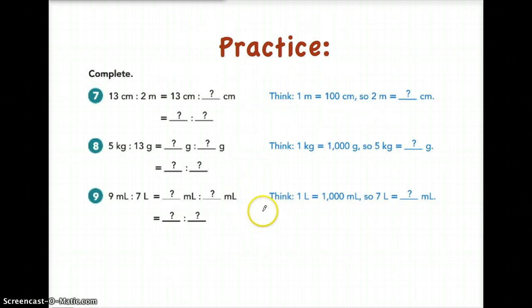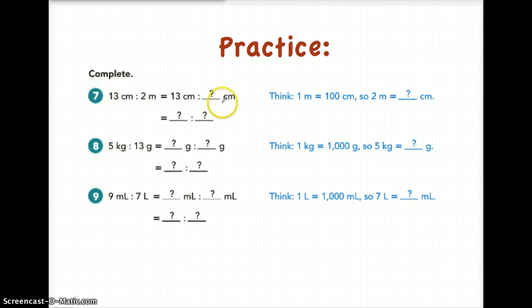So this is practice. Try to pause it and see if you can do it on your own first, and I will be going over it. So we have 13 centimeters to 2 meters. We have to change them to the same unit. We have to change them both to centimeters. We have to think how many centimeters is in a meter.